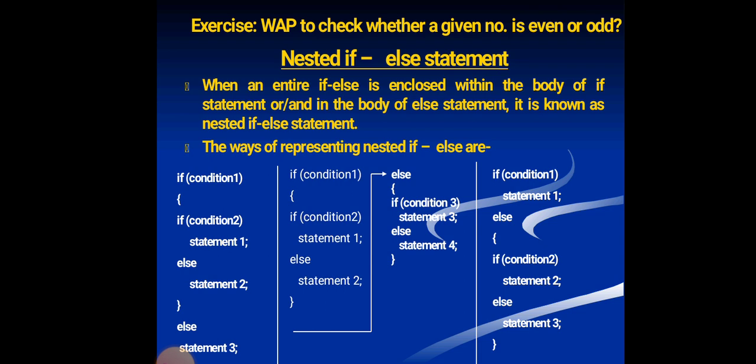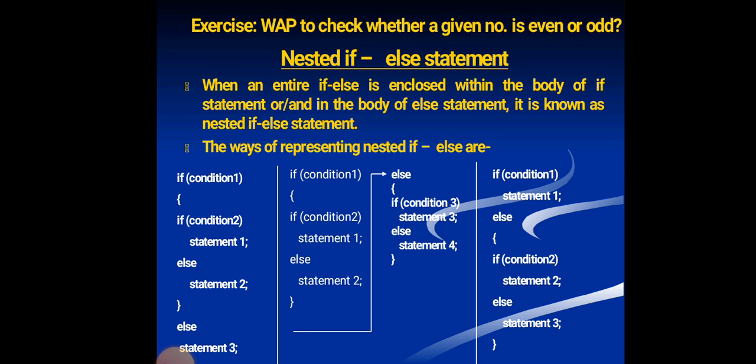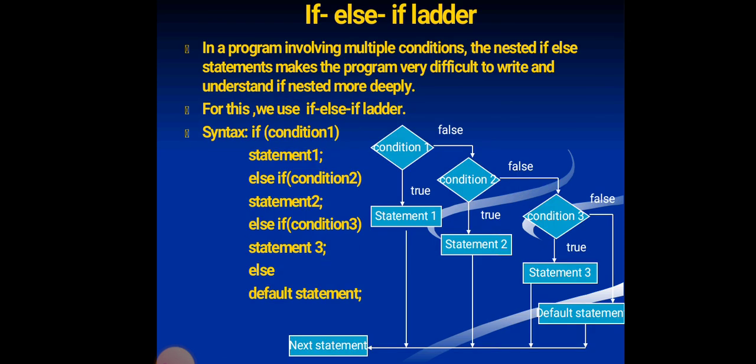If condition 1 is false, the program automatically skips and comes to the else, and statement 3 will be executed. So this is the nested if else statement. A nested if else statement is nothing but if else statements placed within an if else statement. Here we see the flowchart and the syntax.